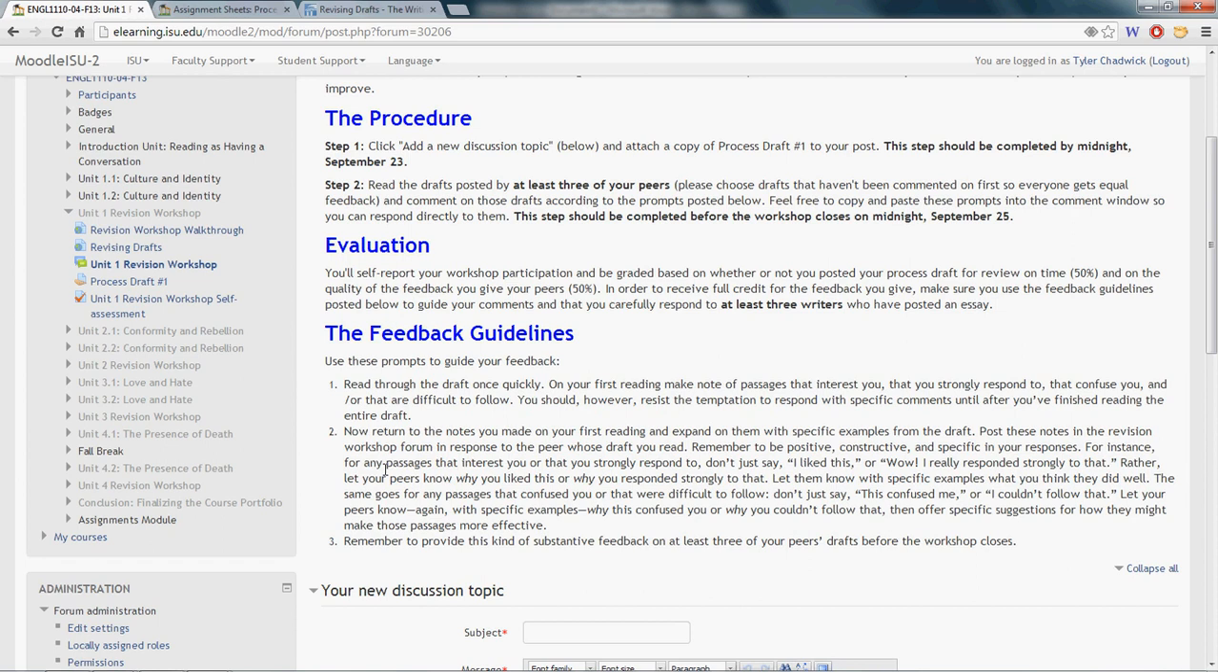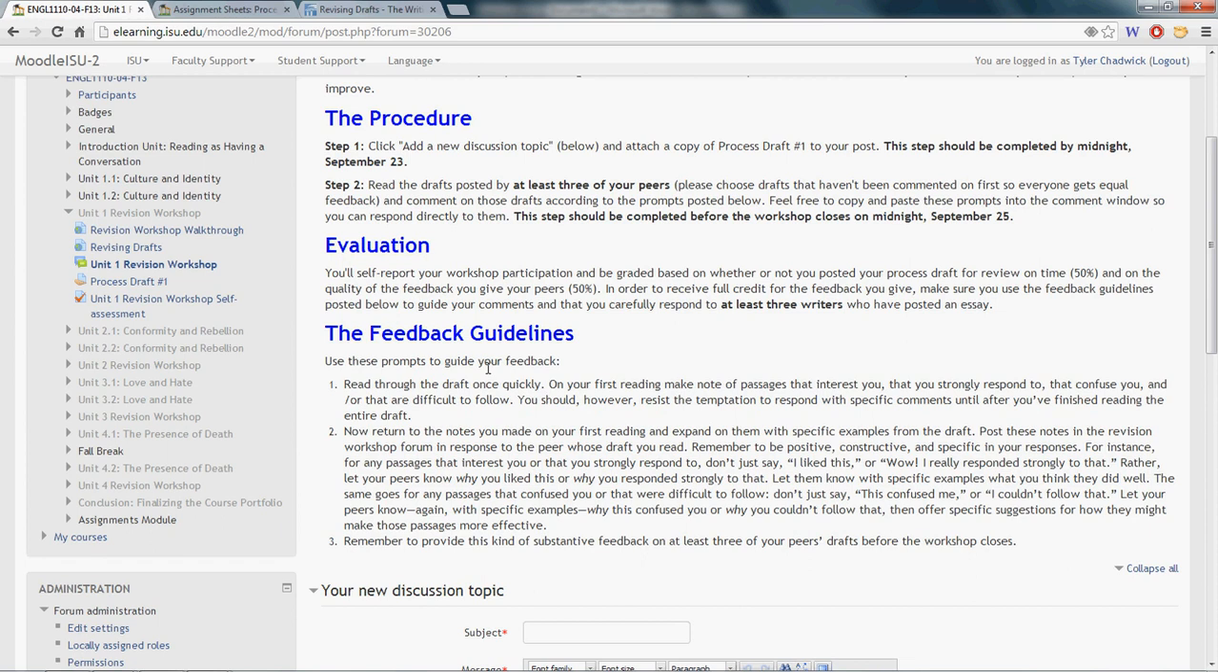Now once you have posted your draft, you need to respond to at least 3 other peers' drafts before the workshop closes. I've given you some guidelines to help guide these responses. The first thing you should do is read through it quickly, make notes, mark places if possible where it's confusing to you, or things that you like, things that you don't understand, things that you respond to strongly. That should be your first reading.